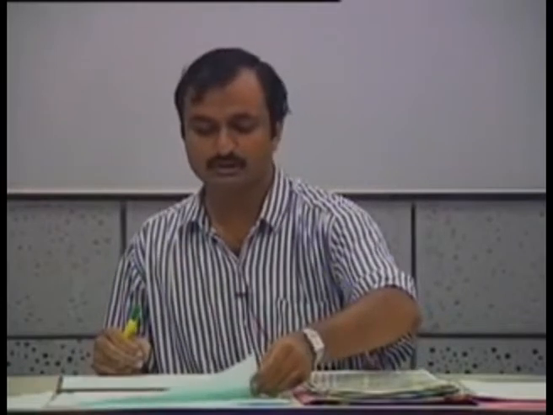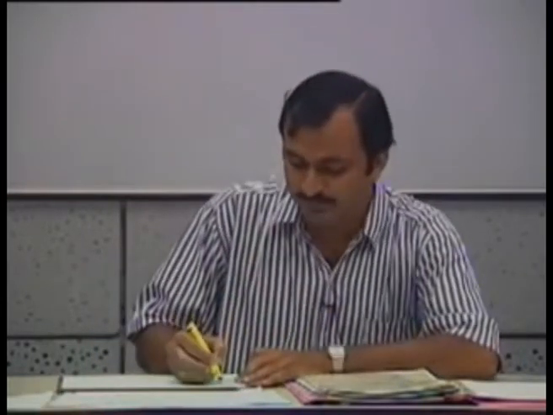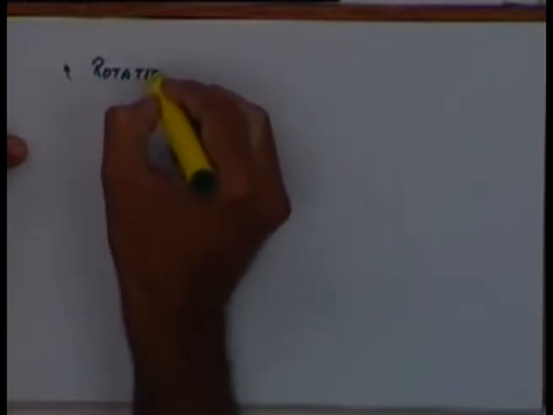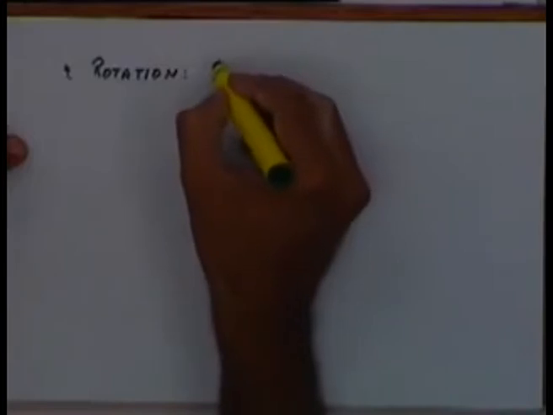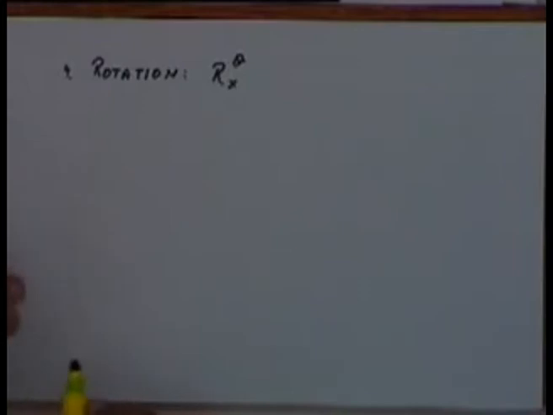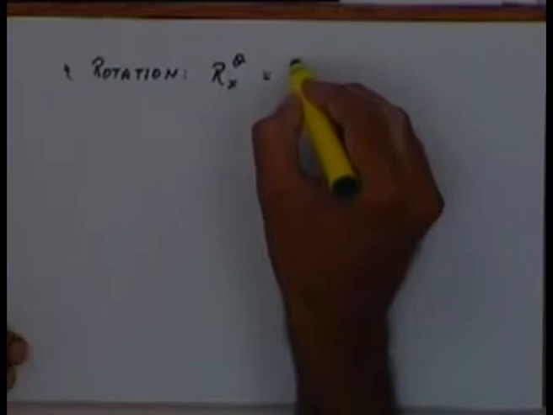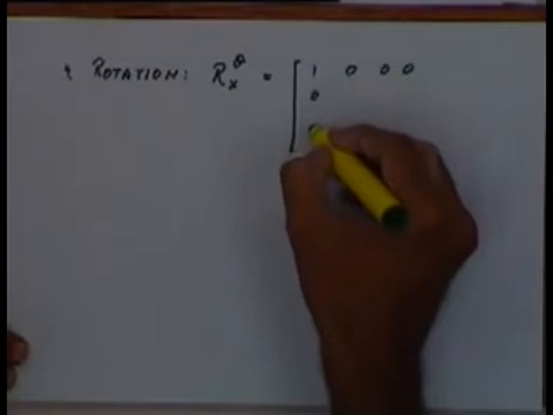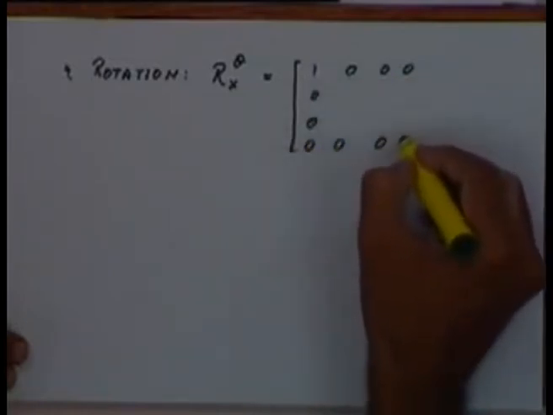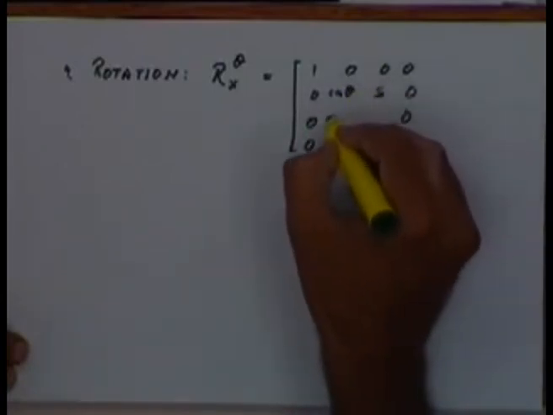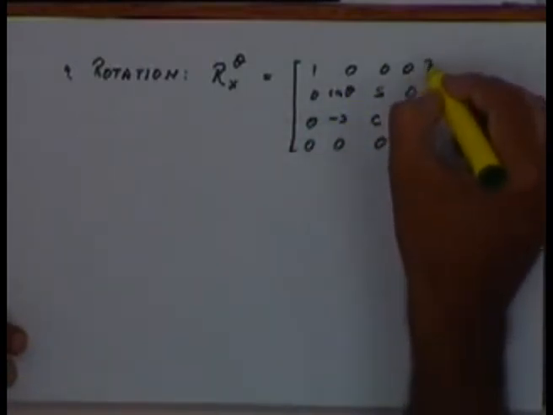Once the axis of rotation is coinciding with the x axis, the next step is to rotate by an angle of, let us say, theta about the x axis. And that is given by this: cos theta, sin theta, minus sin theta, cos theta.